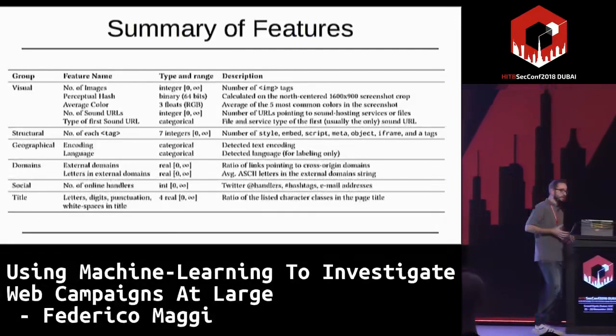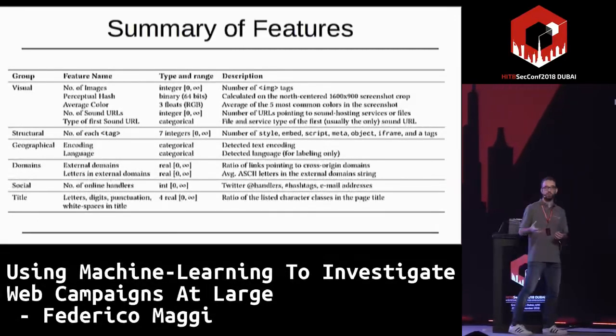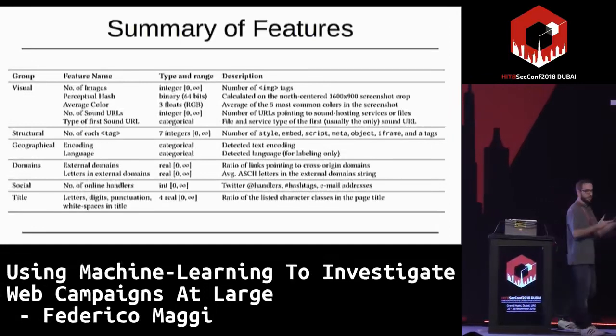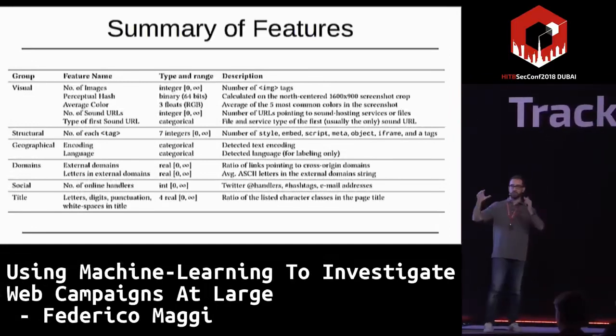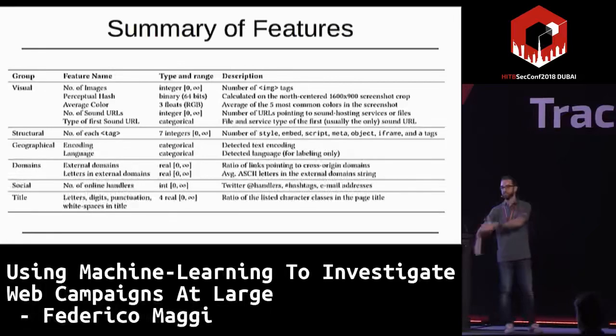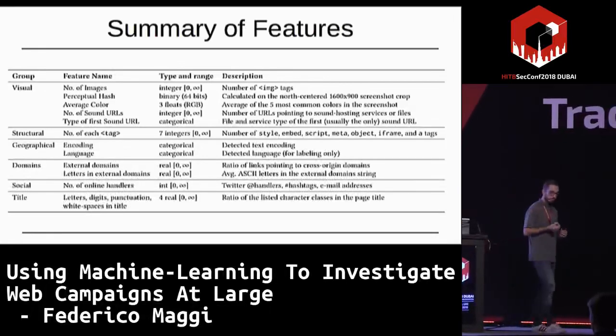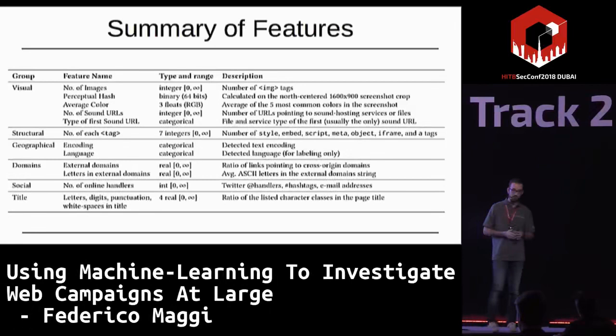Number of each tag. Geographical feature: we keep track of the encoding. Is it mostly Chinese? Is it mostly Cyrillic? Is it mostly Latin? Social and title I've already spoken about.